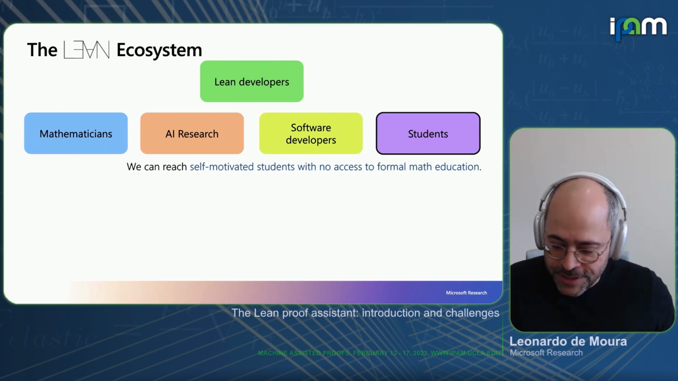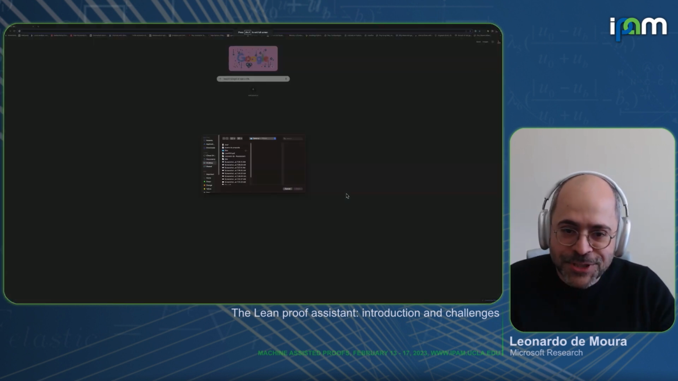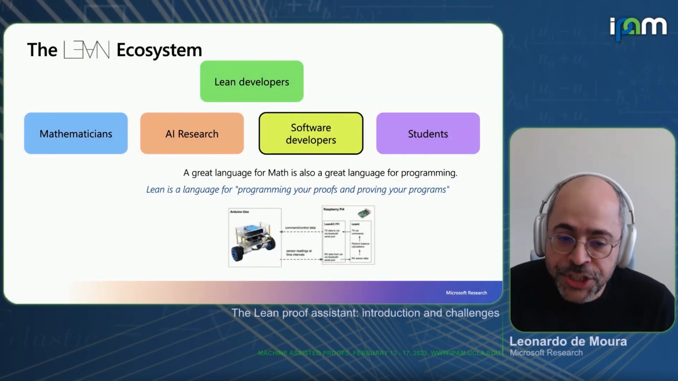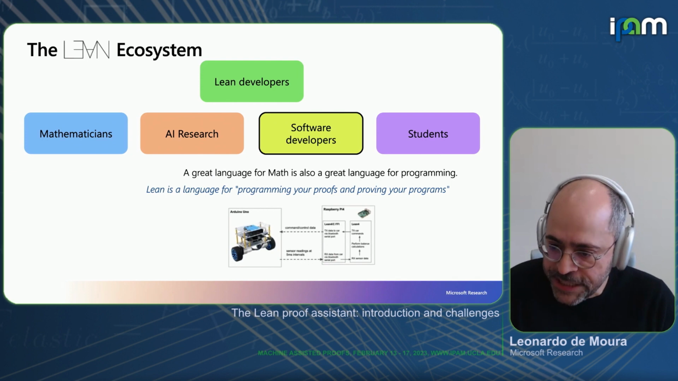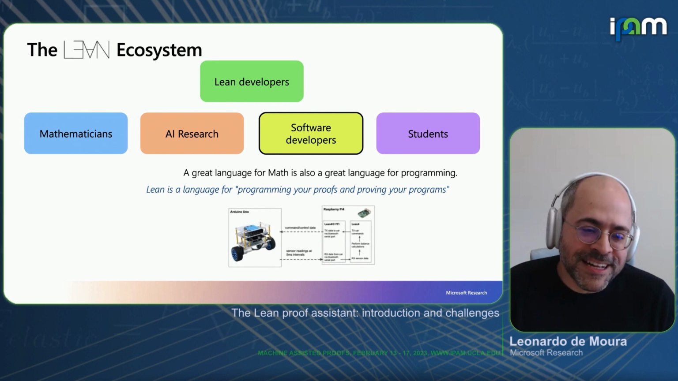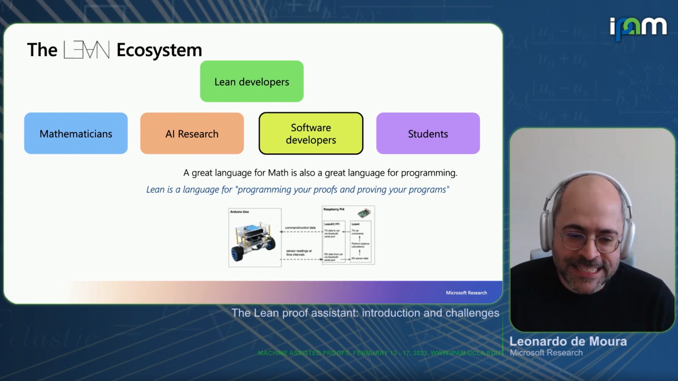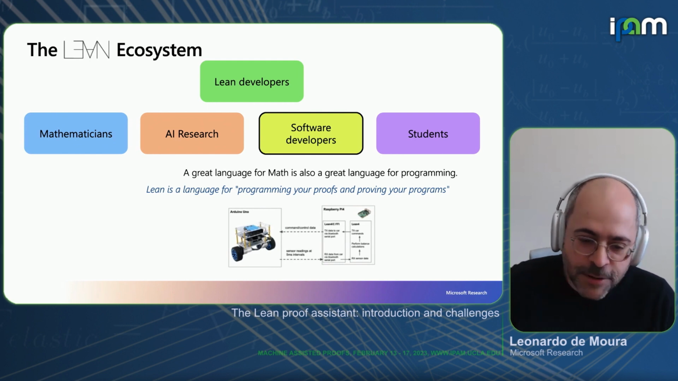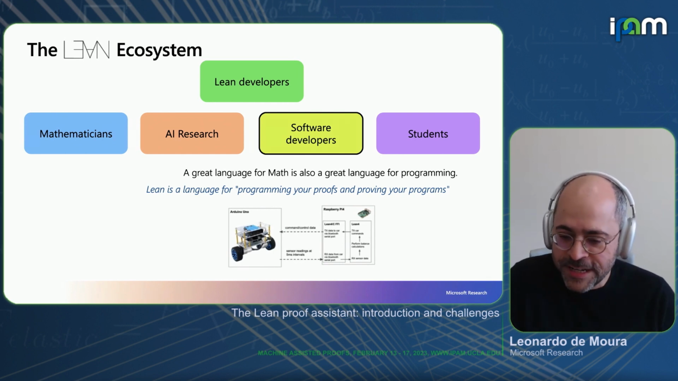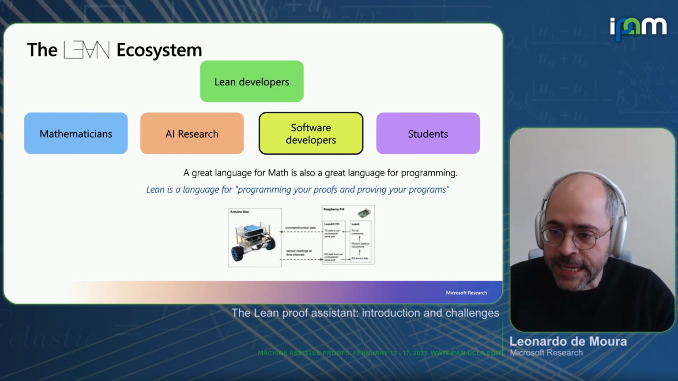We also have software developers. The message here is that a great language for math is also a great programming language. As I said, we implement Lean using Lean itself. One of my managers likes to say that Lean is a language where you program your proofs and you prove your programs. And we have applications like people use Lean to control robots. There are people that use Lean for verifying smart contracts, and we want to support this kind of application.